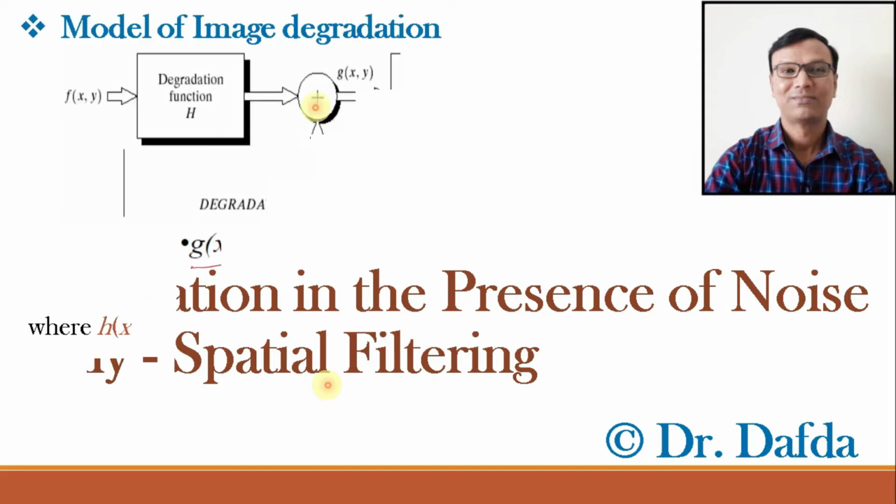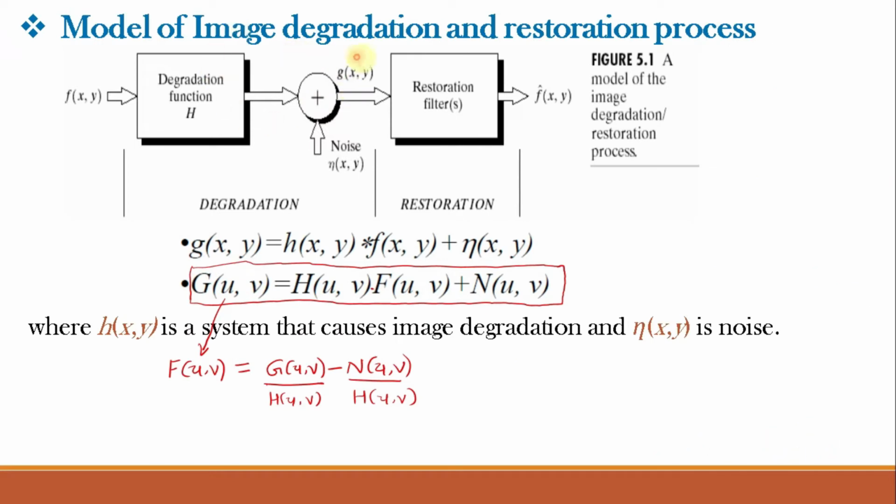So let us start. Starting with the slide which we saw in the 23rd video class of DIP, the model of image degradation and restoration process. From this slide you can see that the image can be degraded by some degradation function h as well as some additive noise n of x, y. When the only degradation present in the image is noise and h of uv is not present, this equation will become g of uv is equal to f of uv plus n of uv.